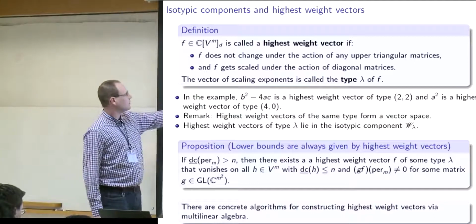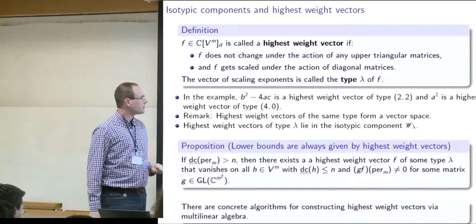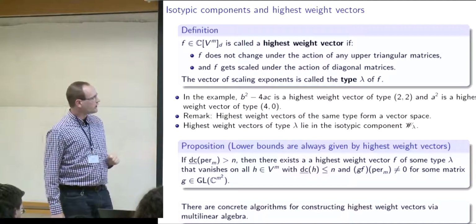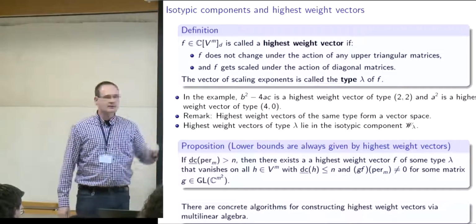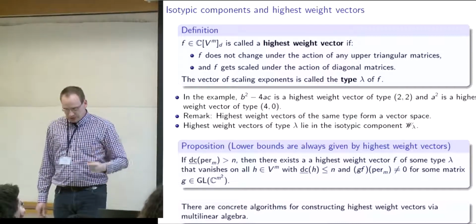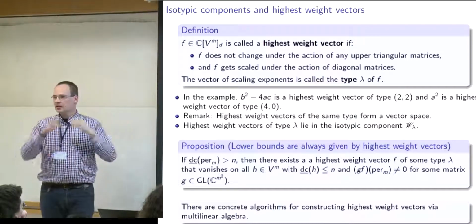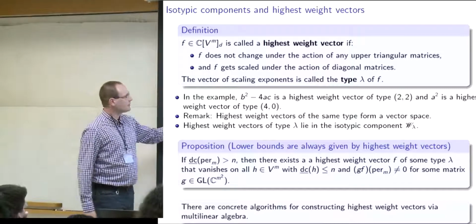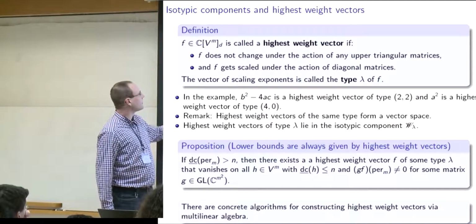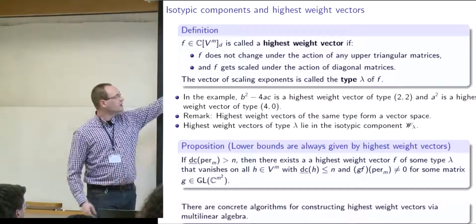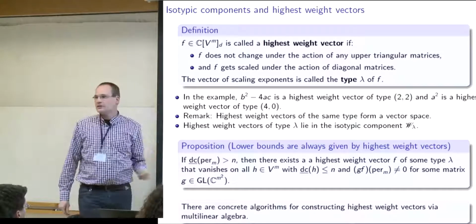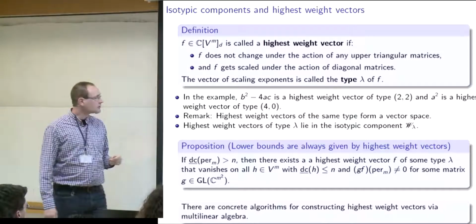So in the example we have our two highest weight vectors, b squared minus 4ac of type 2, 2 and a squared of type 4, 0. And they form a vector space, right? If you have two highest weight vectors of the same type, you can add them or scale them, do any linear combinations of them, and they are still highest weight vectors of the same type, because they don't change under upper triangular matrices. Since these actions are all linear, you immediately see that this will give you a vector space.